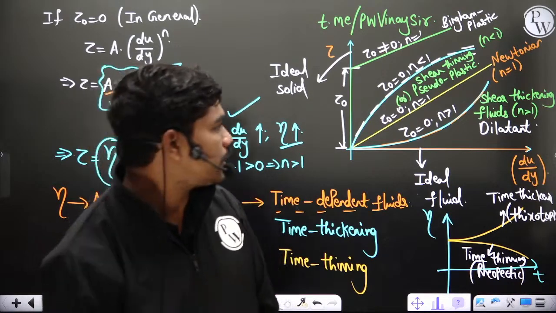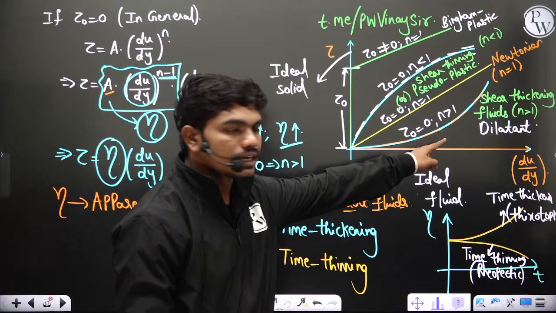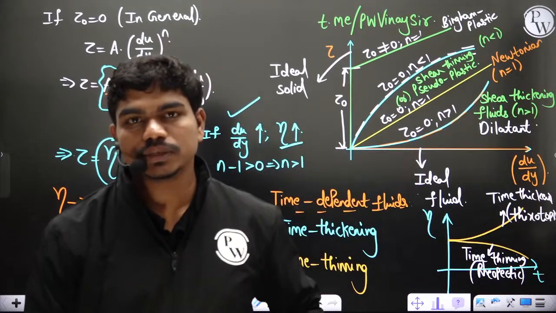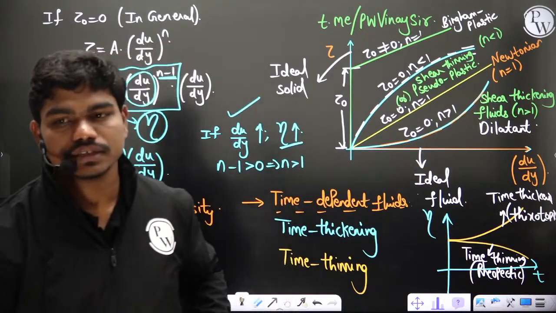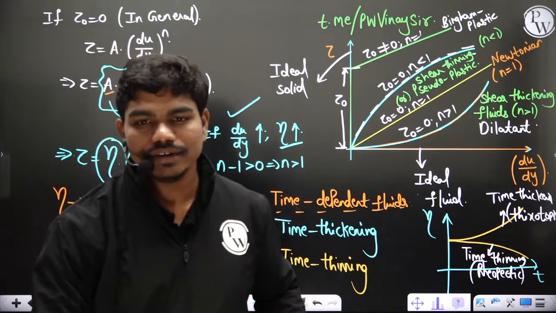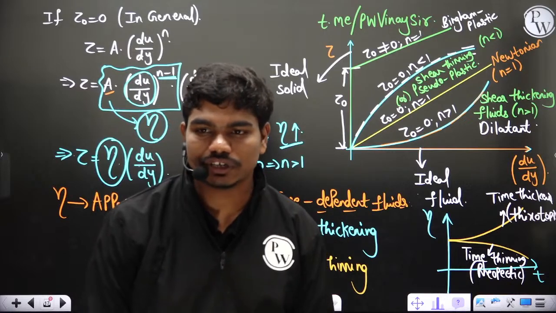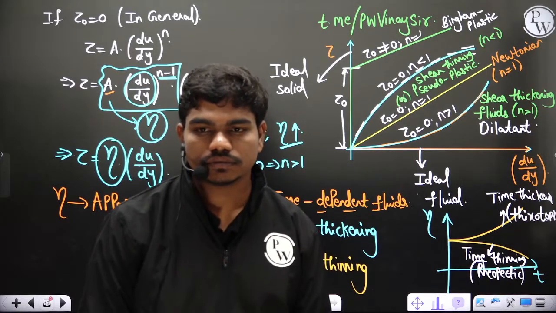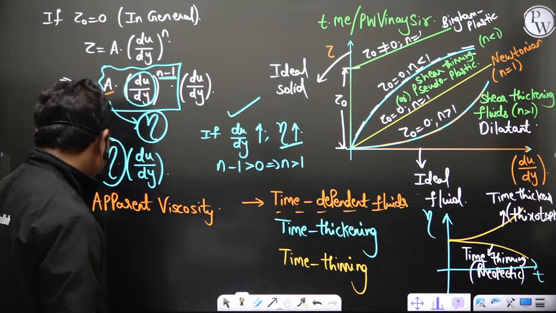Blood falls into which type? This is dilatant, because blood generally gets thickened with velocity gradients. We'll see how. We'll post a slide which gives a lot of examples about this. So that's what we have in properties of fluids.